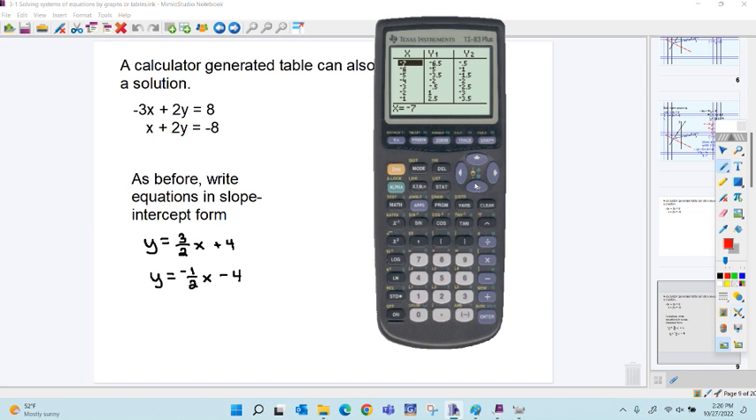Now, what was our solution that we found? -4, -2. How'd you get that? Use the arrow keys. You see them right here? Find where they match. They match at -4.